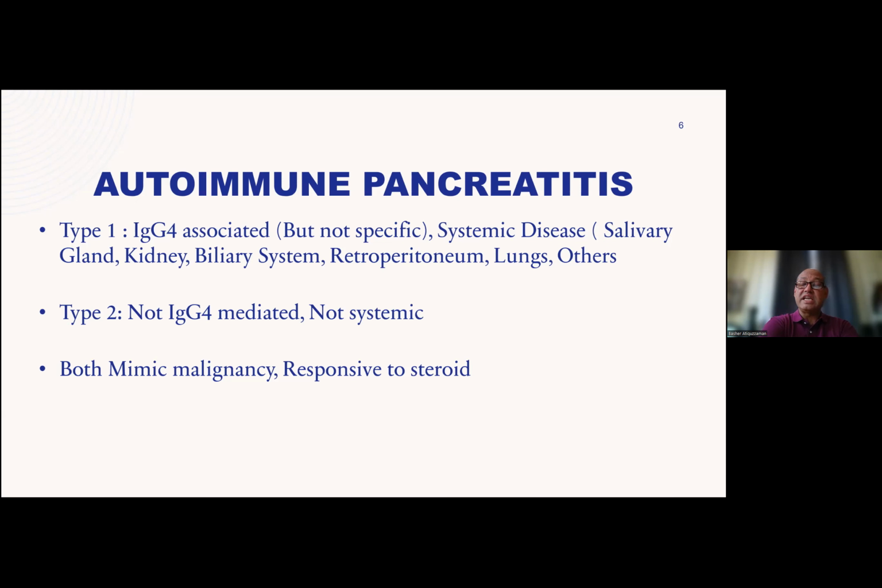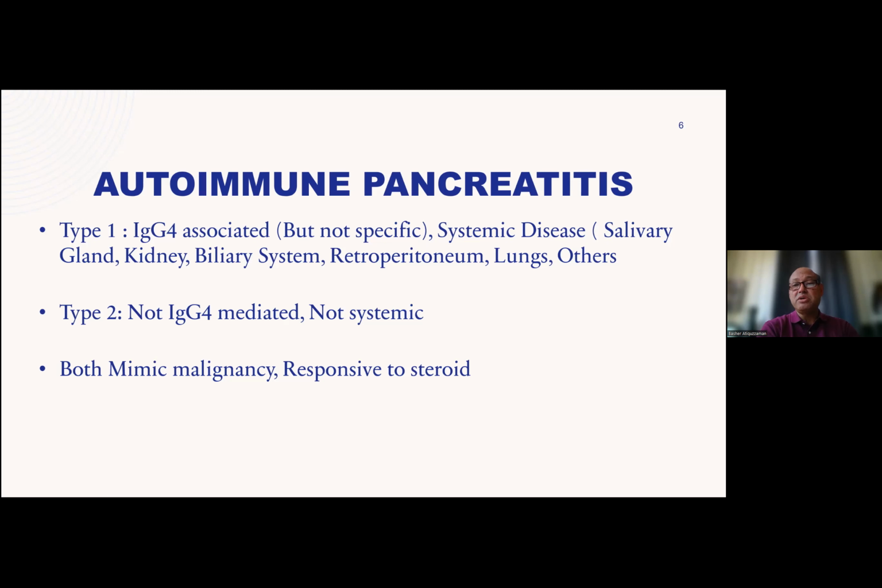Salivary disease, they have atrophic salivary glands. They have autoimmune kidney problems, IgA nephropathy. They have biliary problems as well. They have sclerosing cholangitis associated with that. Also, we have retroperitoneal fibrosis. We have primary idiopathic pulmonary fibrosis. So this is type one, where you have a wide range of autoimmune problems, all related to IgG4. So an IgG4 level can immediately diagnose it if it's positive.